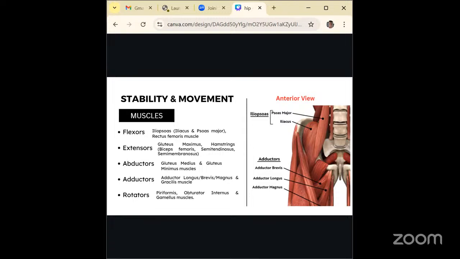Any other questions? More questions, please, so I can be sure that I've handled this. So I have questions from Chisom, Deborah, and Peace, and after that, we are satisfied with the hip joint.